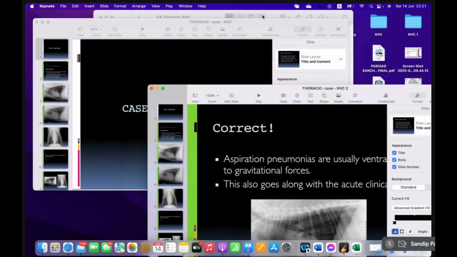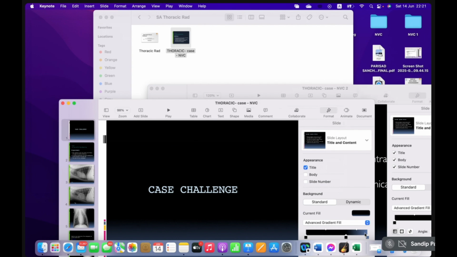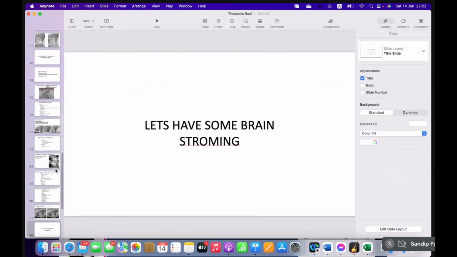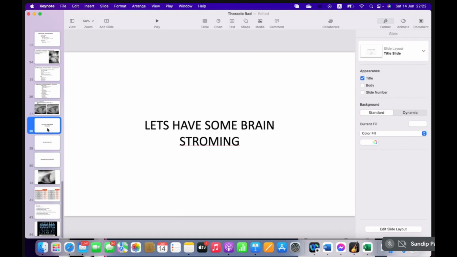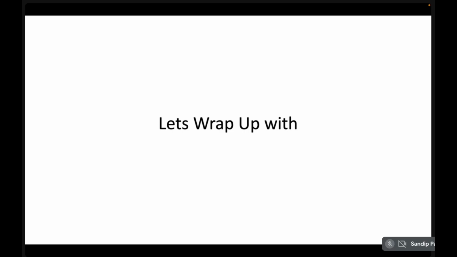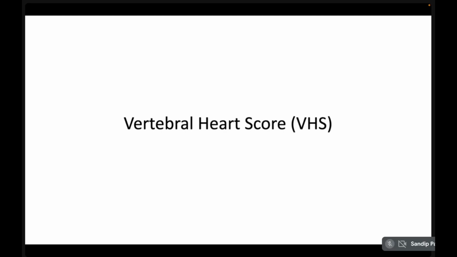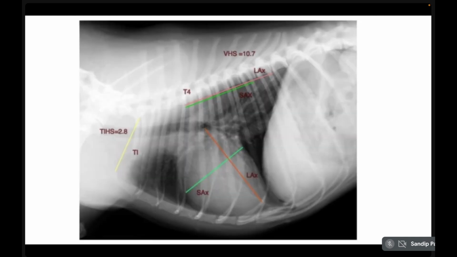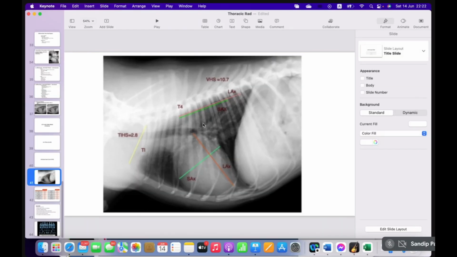Now let's discuss a little bit on some other structure. So we are almost finishing. Let's wrap up with the heart. This is a commonly used method. In case of heart enlargement, a cardiomegaly situation, this is the common method that we use to evaluate the size of the heart. So here you can easily see the heart.